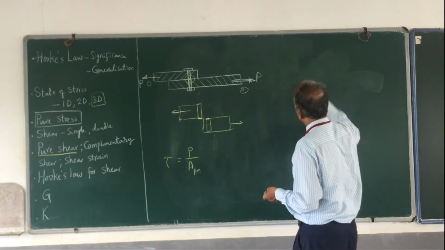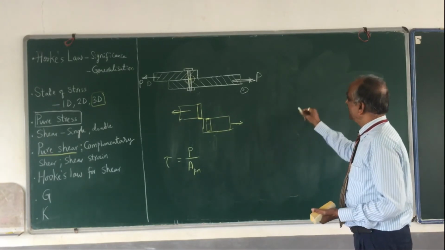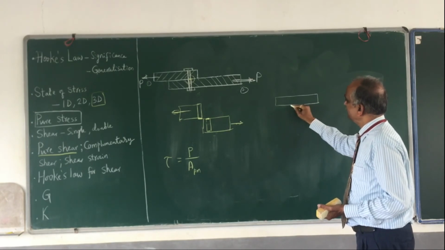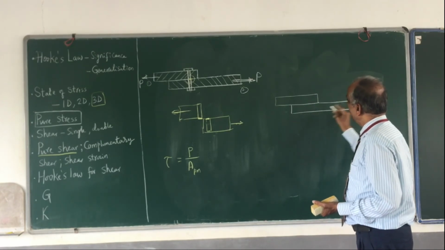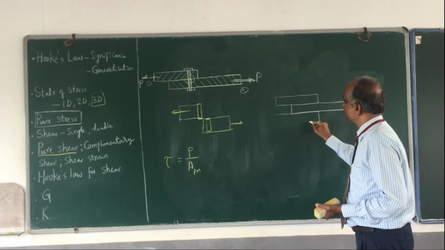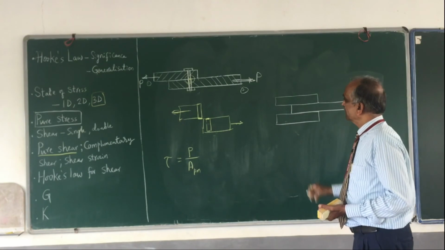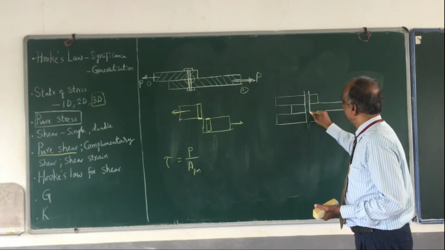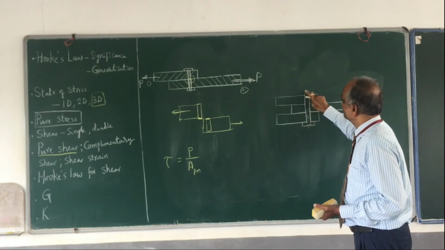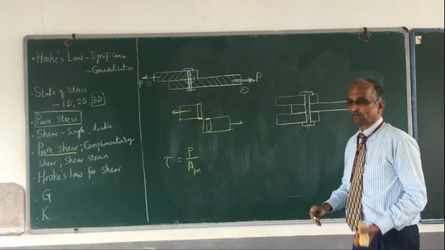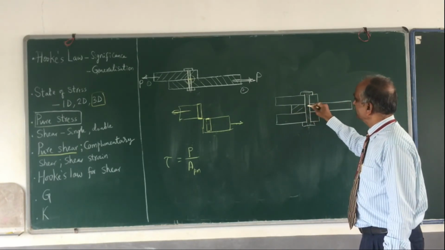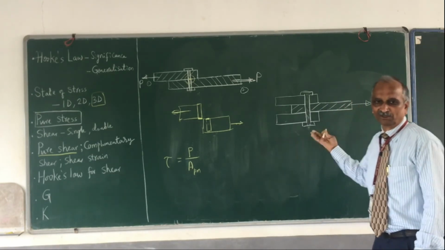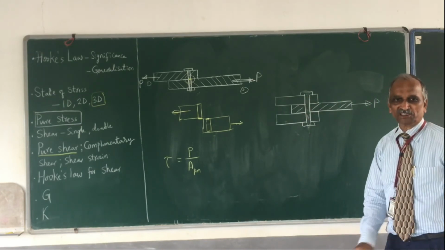And a very common example: suppose I have a plate like this and another plate like this, and I have another plate, three plates, and all these three have been joined, say. So I pull this plate, this is one plate. I pull it this side. Okay, if this is the only load, then it is not a problem. The whole unit will start moving in this direction.